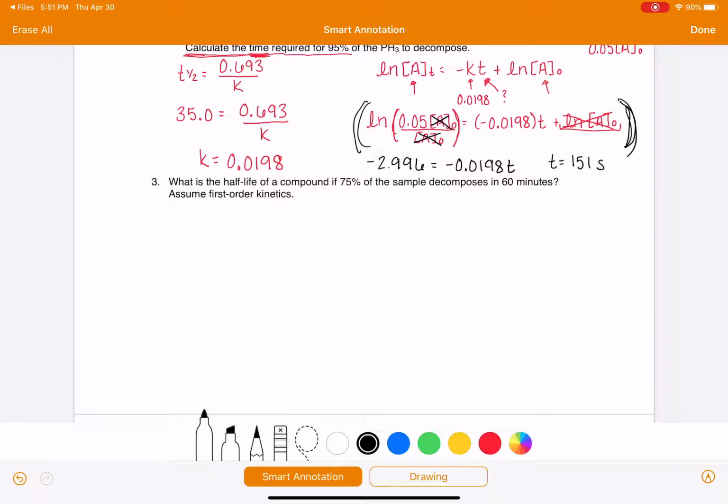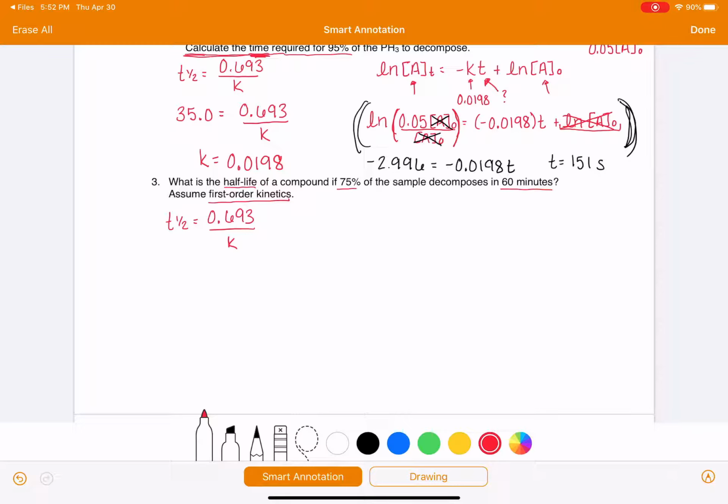So here we have one more problem we can practice with. We have a first order reaction. We're being asked what is the half-life if 75% decomposes in 60 minutes? So let's remind ourselves, for first order, what is the half-life equation? 0.693 over k. So in order to figure out the half-life, we need to know the rate constant k.